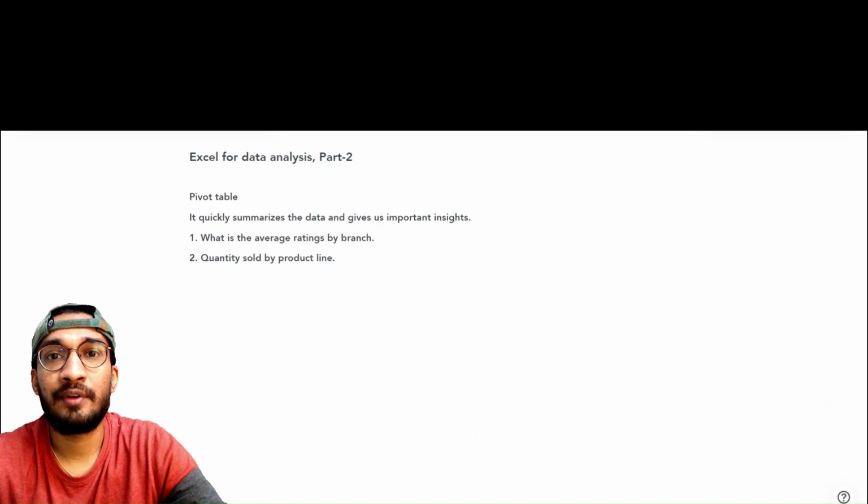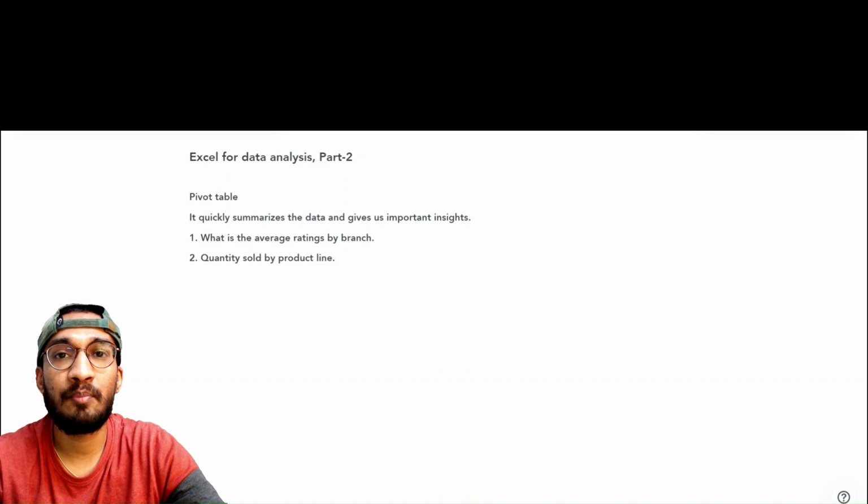Last but definitely not the least is pivot table. Pivot table quickly summarizes the data and gives important insights. So we will be answering two questions with the help of pivot table. First will be what is the average rating by branch, and second will be what is the total quantity sold by product line. Let's see pivot table in action.